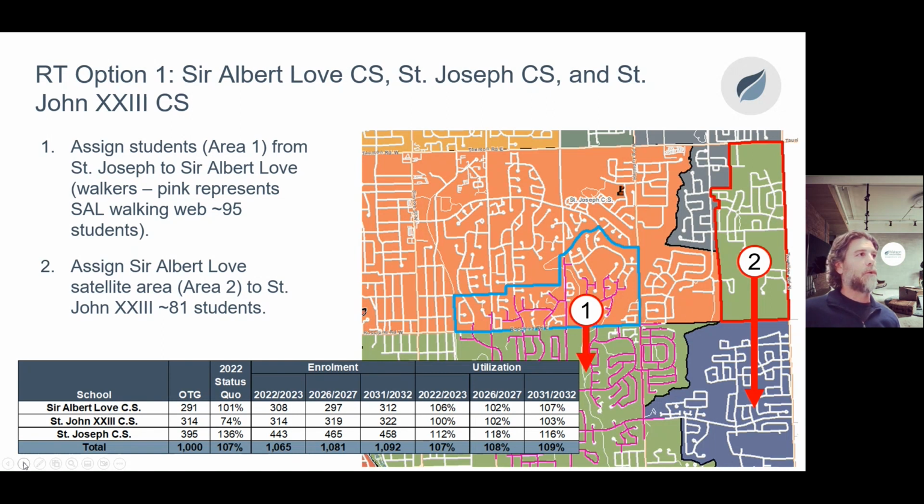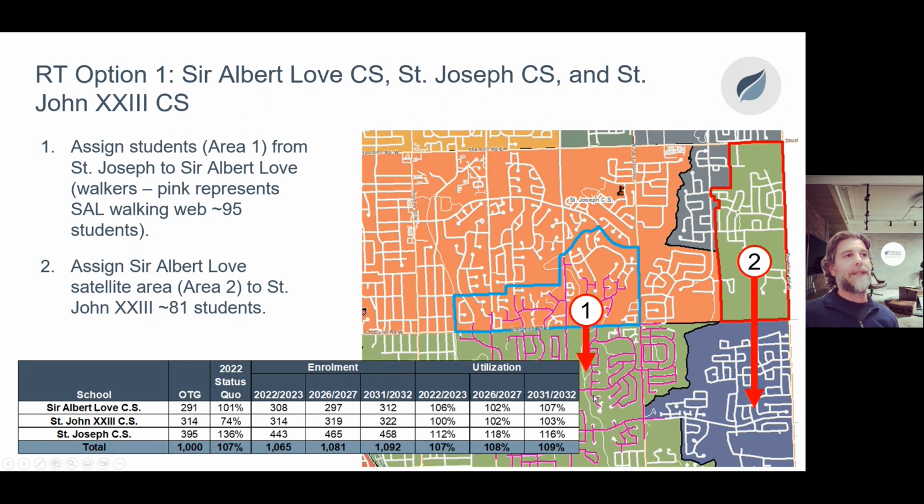So under this proposal, what it's saying is that it would send approximately 95 students from this area highlighted in blue that currently reside and attend at St. Joseph, and the proposal would send them south to Sir Albert Love. They're located, most of them, in fairly close proximity to Sir Albert Love. These pink purple lines that you see on the streets are actually what we call a walking web, a walking boundary.